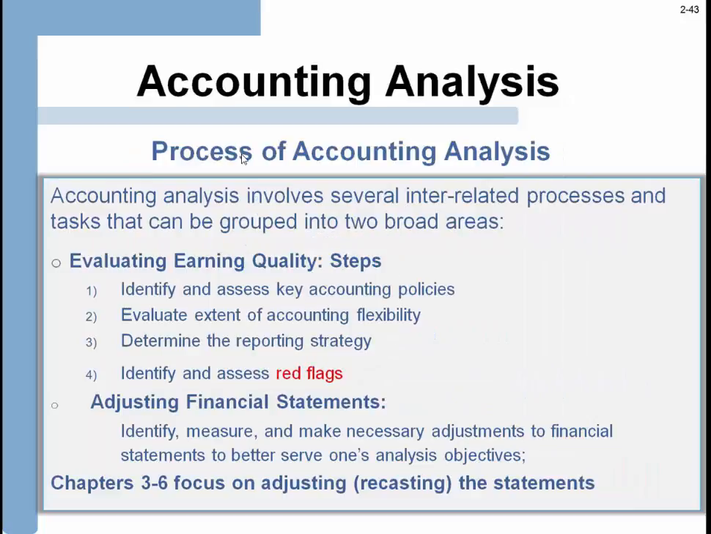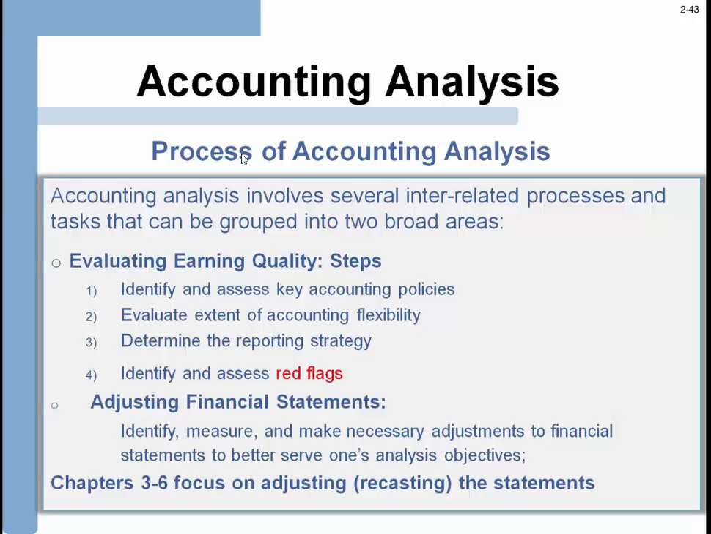What's the process of accounting analysis? It involves looking at interrelated processes and trying to understand what's going on. Evaluating the earnings quality steps. Identify and assess the key accounting policies. That's what you're doing when you read the notes of the financial statements. Evaluate the extent of accounting flexibility. Based off of what is written in those notes, does the business have a lot of changes, or have the ability to make changes? What's the reporting strategy?